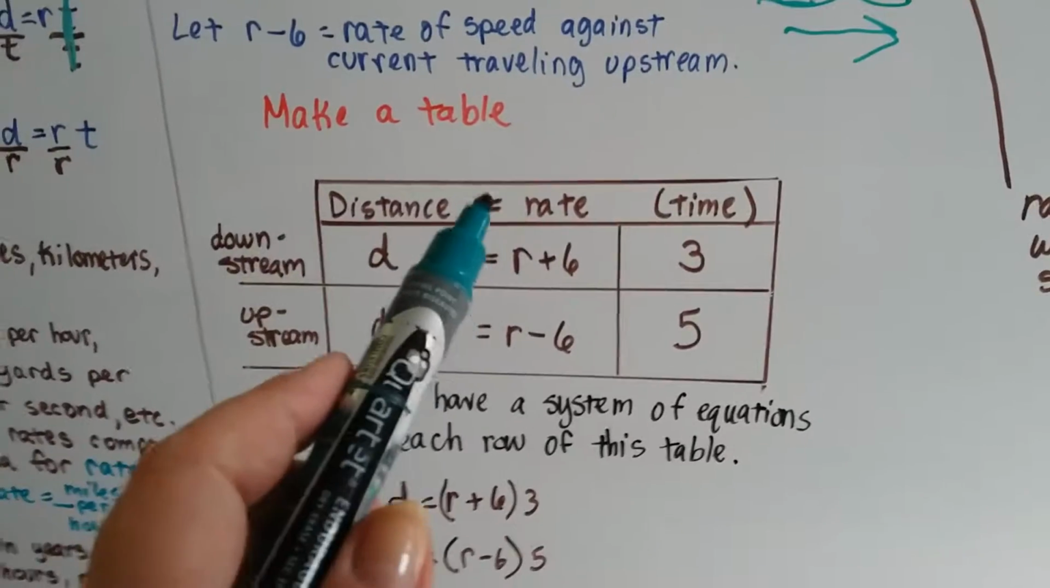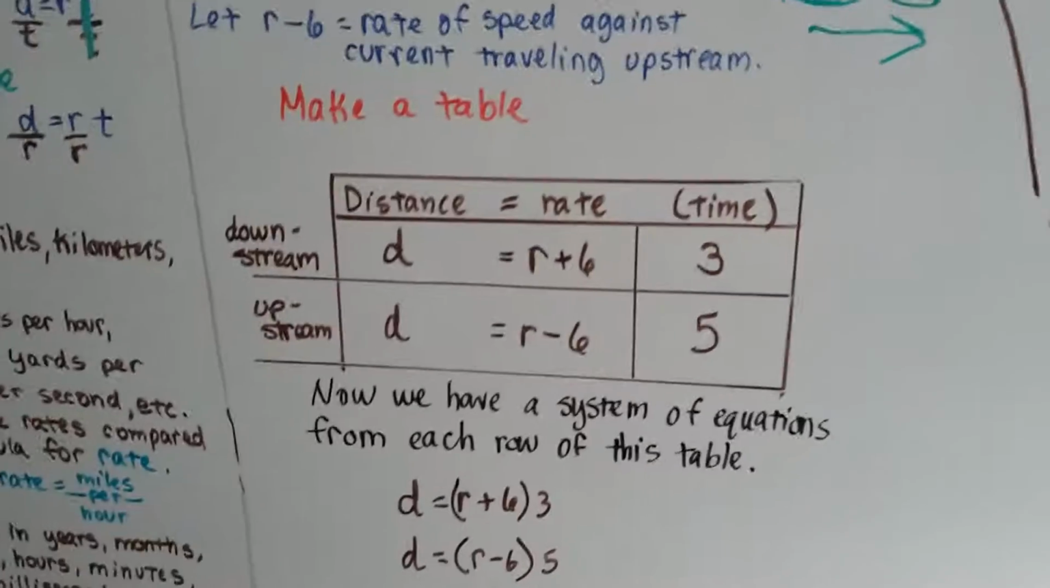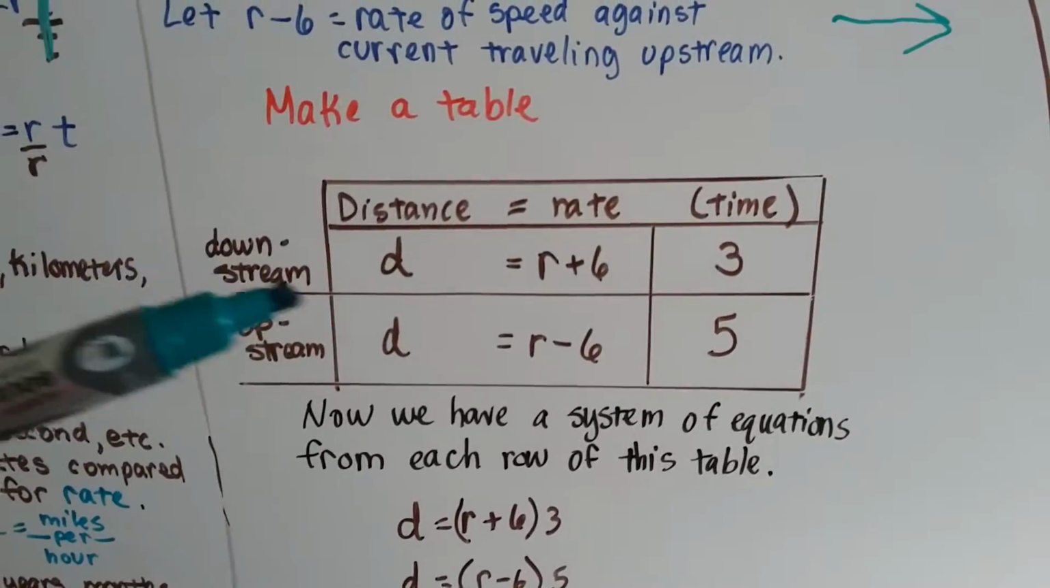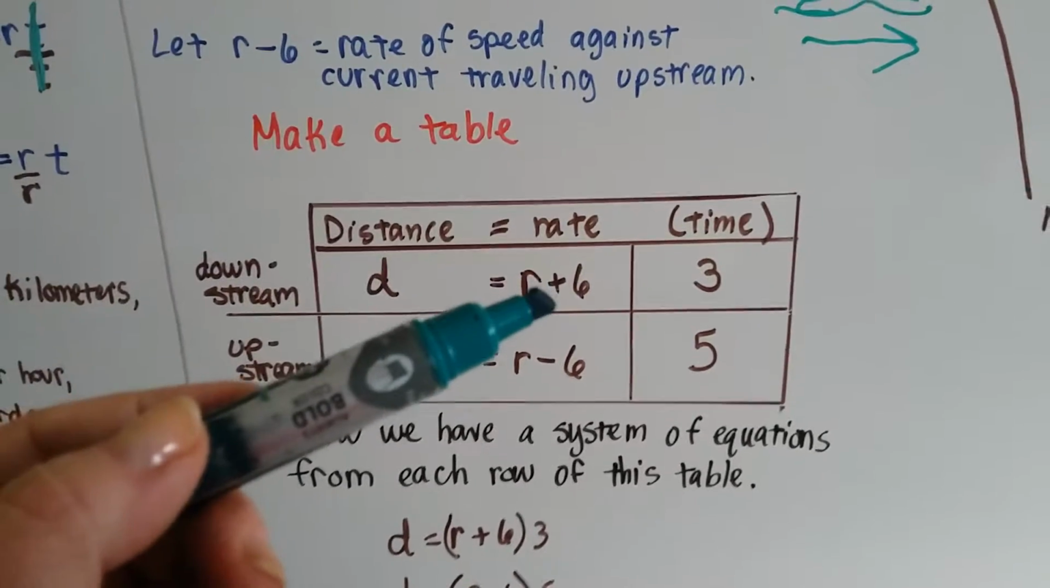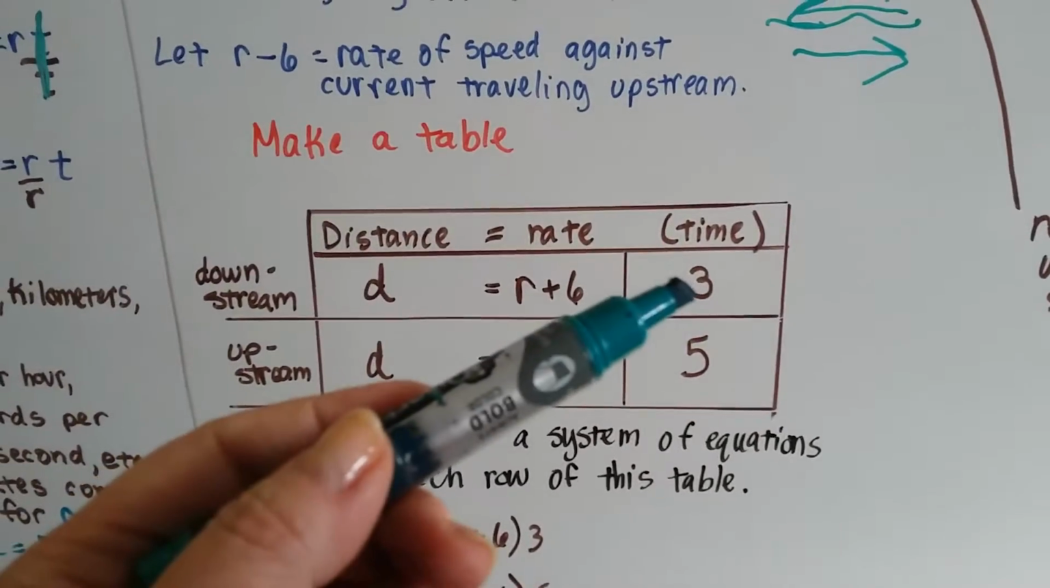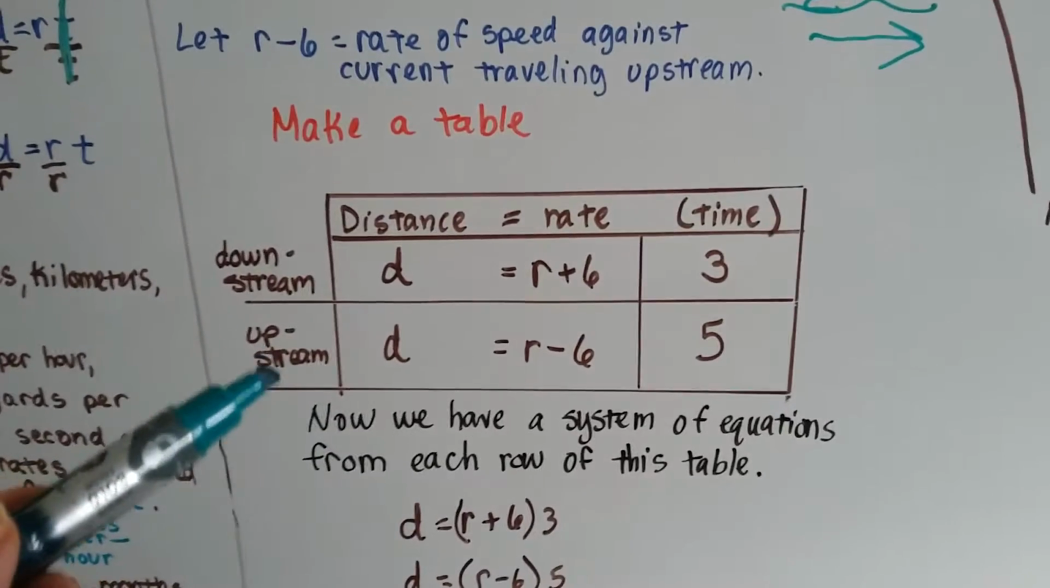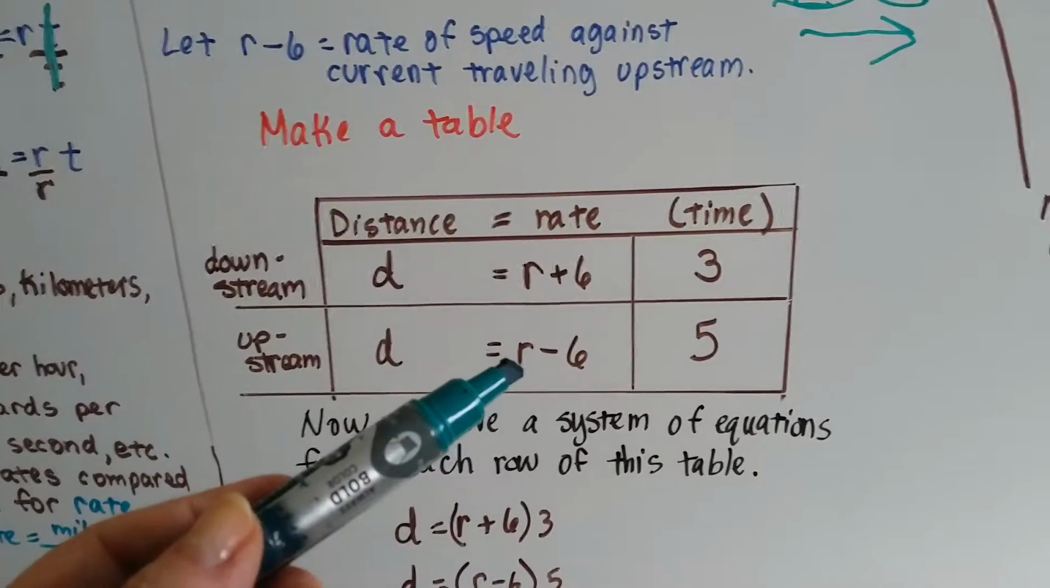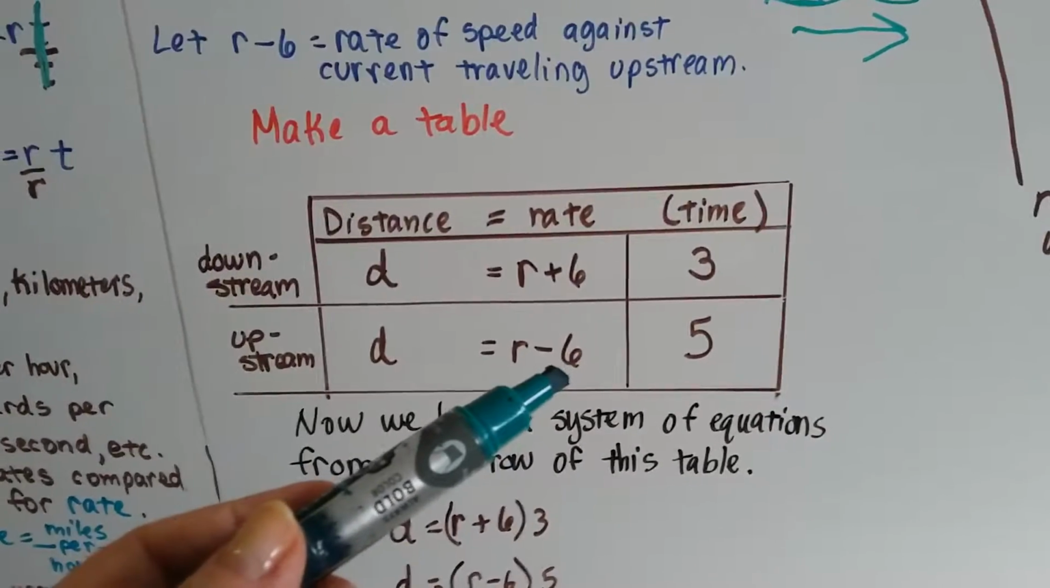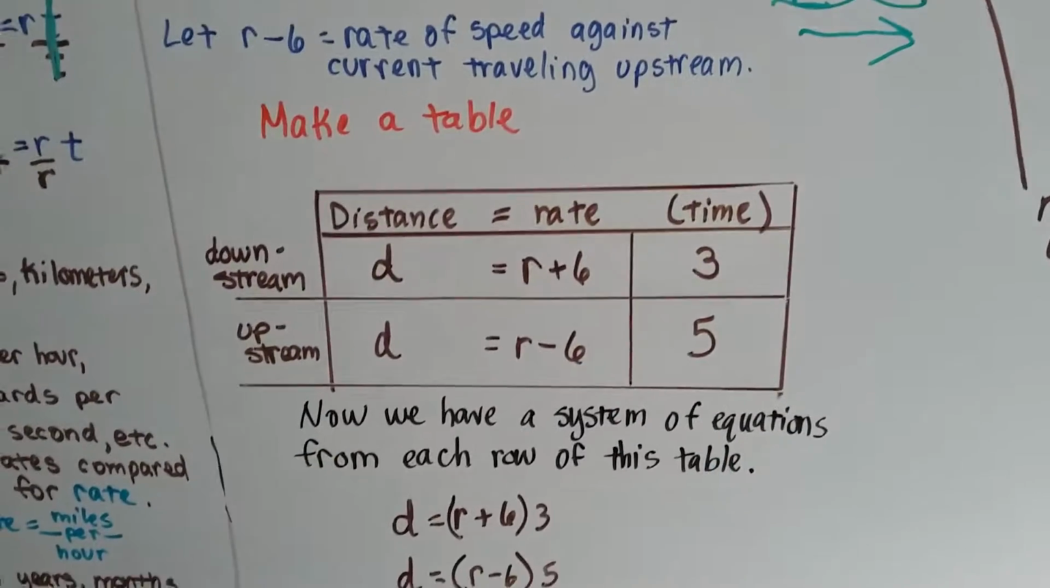We do our distance is equal to rate times the time, and the downstream is going to be distance equals the rate plus the 6 miles per hour current, and it took 3 hours. And going upstream is going to be d equals the rate of speed minus that 6, because it's fighting it, and it took 5 hours.